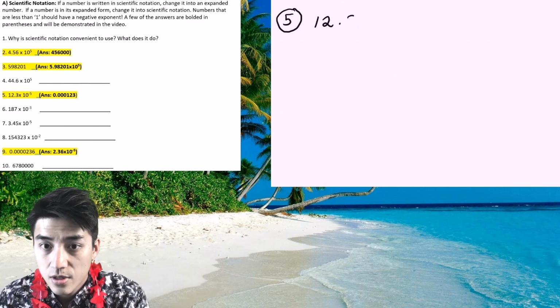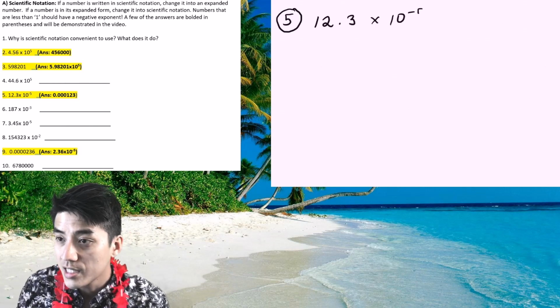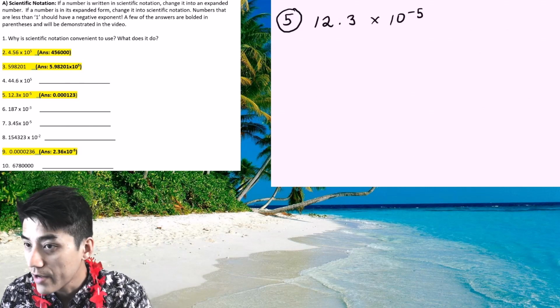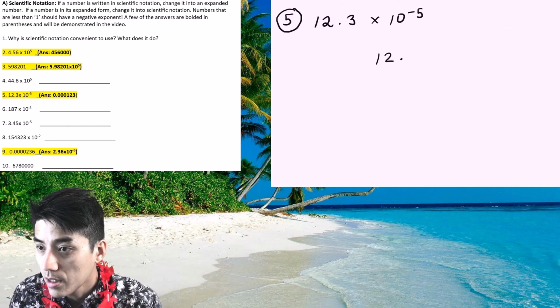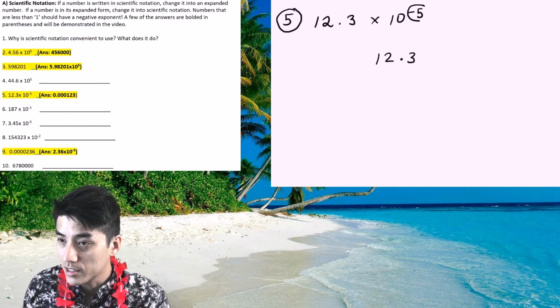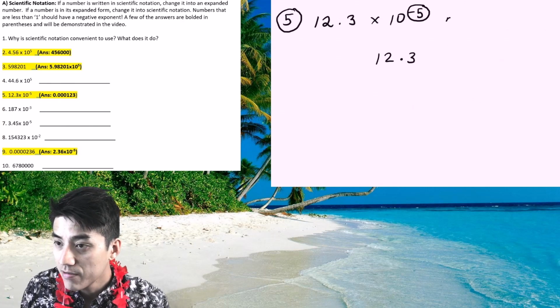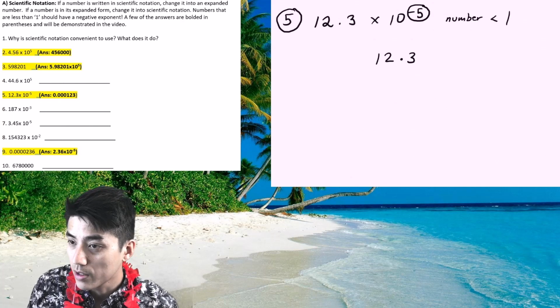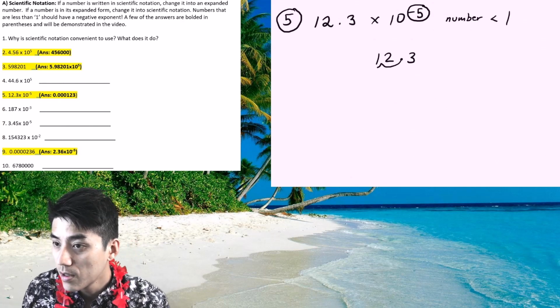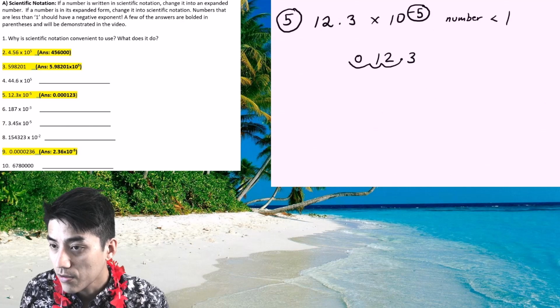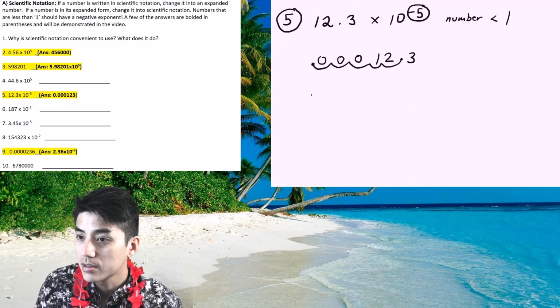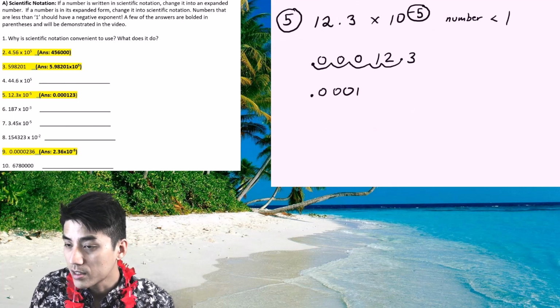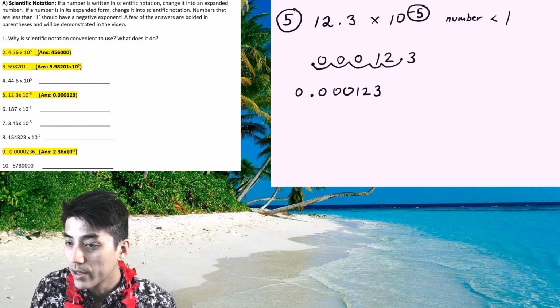In problem number 5, we have to change 12.3 times 10 to the negative 5th, so this time it's a negative exponent, into an actual number. So 12.3, we'll start with just the decimal. Remember it's negative 5, so this means the number is less than 1. We know the number is less than 1, so that means we're going to move the decimal to the left. So 1, 2, 3, 4, and 5. You add your placeholder zeros. Just rewrite your number so it looks nice and pretty again. 0.000123, and that's our number.